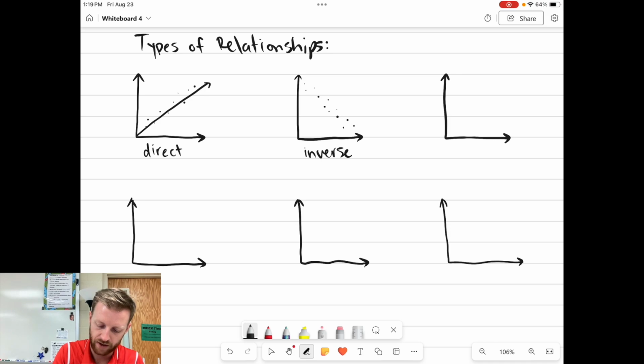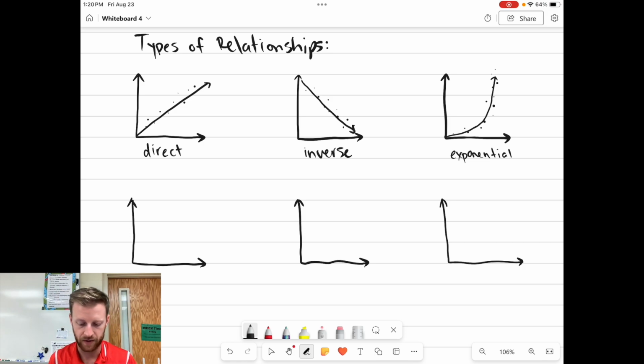So instead of the data going up and to the right, it goes down and to the right. After that, we have a squared or an exponential relationship. An exponential relationship is where it starts off kind of flat, but then it increasingly gets bigger. So it's curved up. You've probably seen this, we know this as a parabola from your math class. So that's exponential.